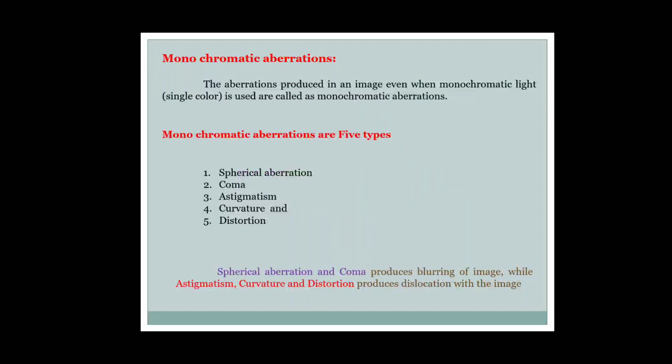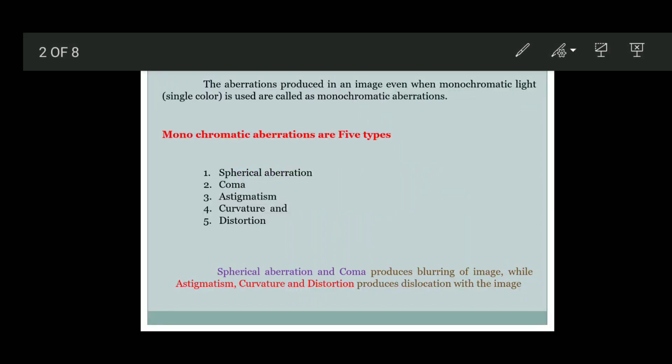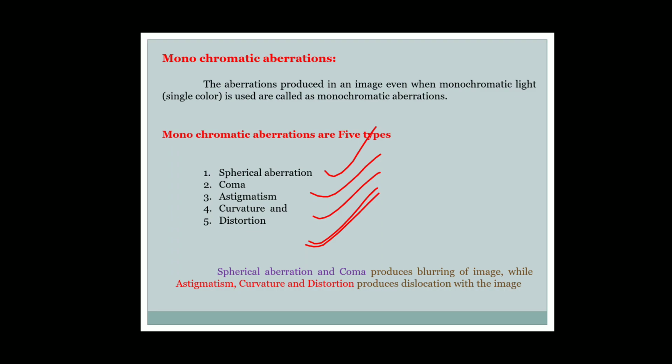Monochromatic aberrations are of five types. One is spherical aberration, second is coma, third is astigmatism, fourth is curvature, and fifth is distortion. We know, in spherical aberration, the point object is placed on the principal axis. Then the image is not a perfect point image. Circular shapes of images will be formed at different positions.